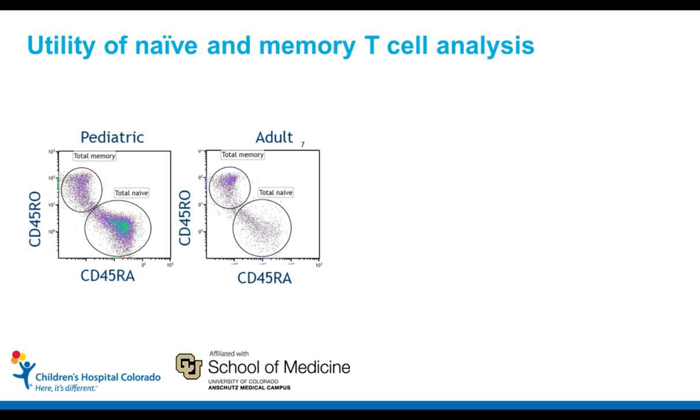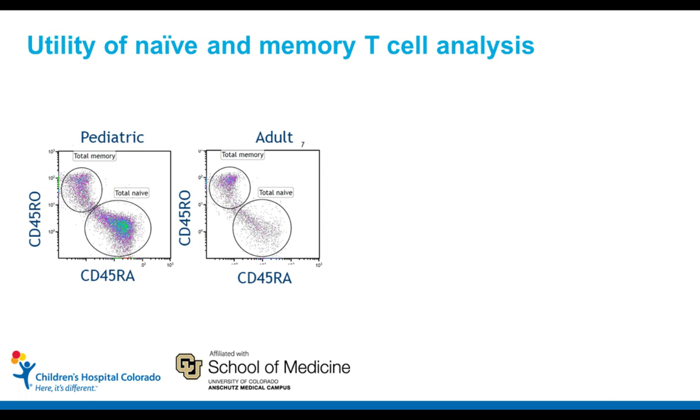So we had mentioned the utility of looking at naive and memory T cell analyses, and why is it important in SCID? Naive and memory T cells can be identified by staining these cells by flow cytometry with CD45RA and RO. CD45RA and RO are isoforms of the CD45 glycoprotein. CD45RA is present on naive T cells. CD45RO is present preferentially on memory T cells.